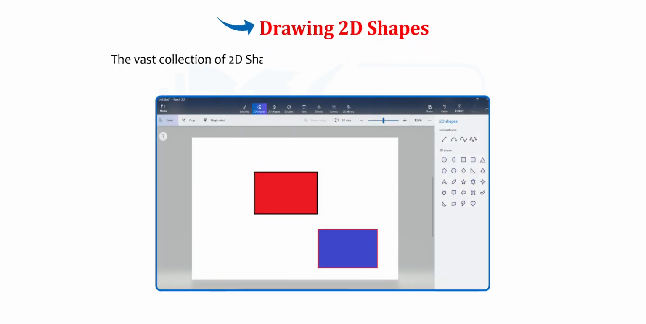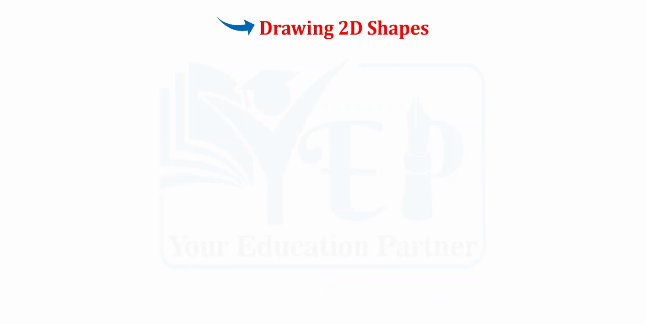Drawing 2D shapes. The vast collection of 2D shapes in Paint 3D enables us to draw perfect shapes. The line and the curve tool also help us to draw perfect shapes. To draw a 2D shape in Paint 3D, follow the steps given below.